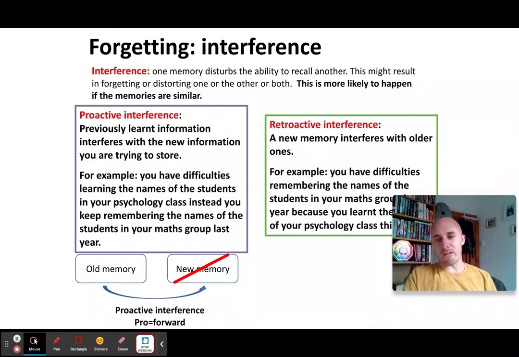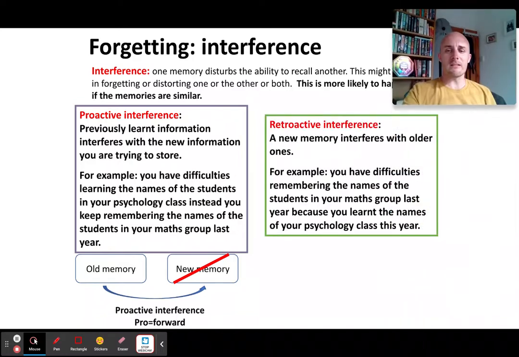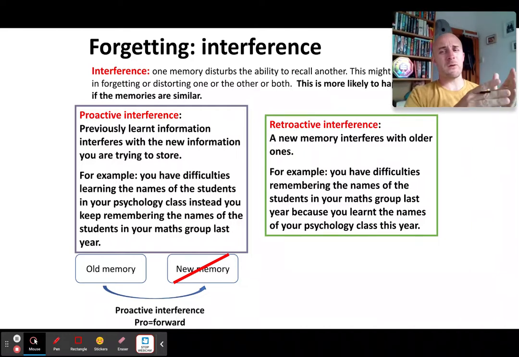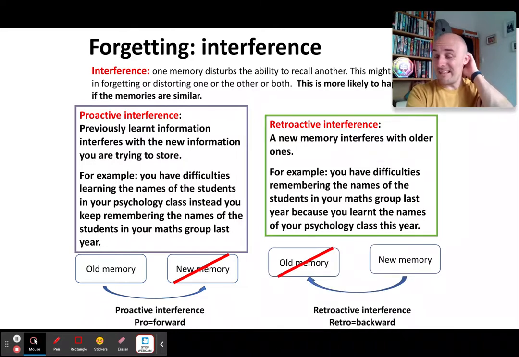The other one is retroactive interference, right? And again, this is relatively easy. This is when a new memory interferes with the ability to recall an older memory. Now, I think this is more common, and a good example of this is my phone number. I changed my phone number at the time of filming, around about 14 years ago. I've had the same number for 14 years. I cannot remember my old number, not a chance. My newer memory is affecting my ability to recall an older memory in this case.